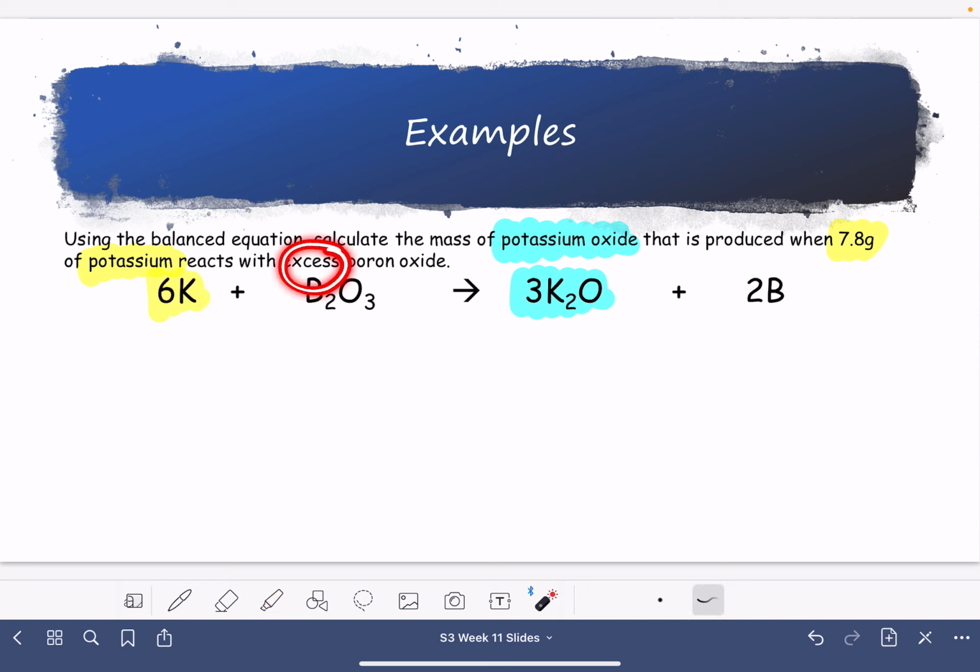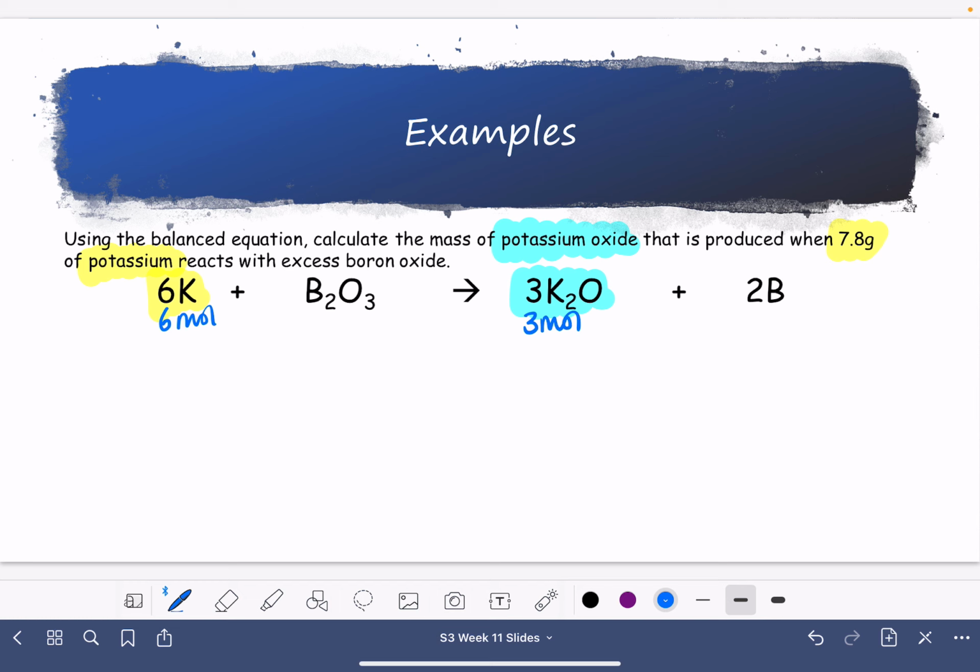Now this word excess just means that we've got plenty of the boron oxide. We've got way more than we need. So the amount of boron oxide is not going to affect how much potassium oxide we get. It's only the potassium that's going to affect that. So let's write our mole ratio underneath. So it's 6 moles is going to give 3 moles. So that's like a 2-to-1 ratio, isn't it?